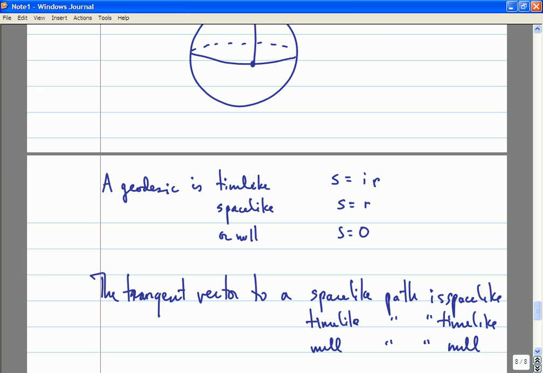And it's a fact, actually, that the tangent vector to a geodesic, if it starts out space-like, will remain space-like all along the geodesic. If it starts out time-like, it will remain time-like all along the geodesic. And if it starts out null, it will remain null all along the geodesic. So, in fact, it's impossible for a geodesic to start out time-like and then change to space-like, for example. That's not obvious from what I've told you, but it's easy enough to prove. I'll let you see if you can try and prove it yourselves.